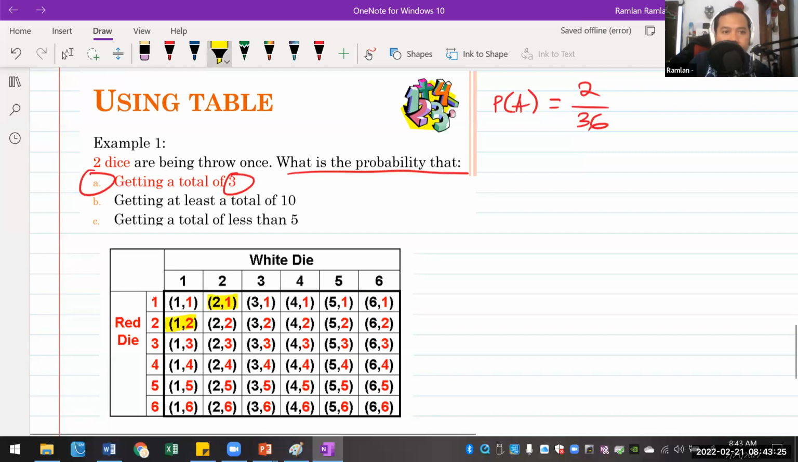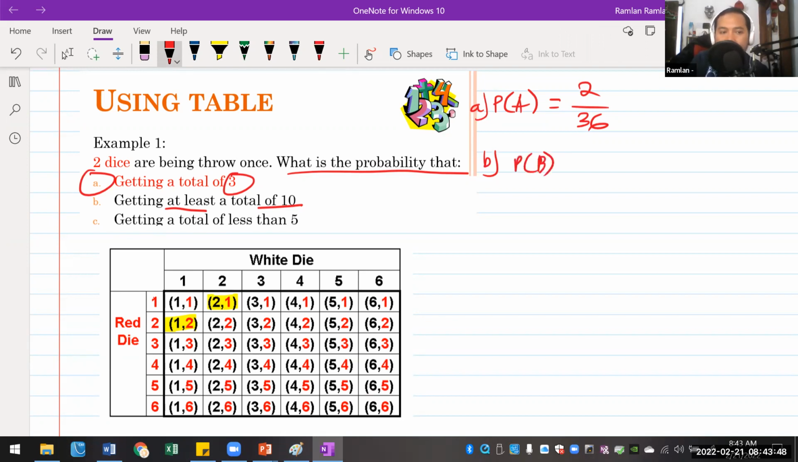Okay, let's get to question B. Getting at least a total of 10. A total of 10, at least. Again, be careful. At least means that you can get 10 and more: 10, 11, 12, 13, 14, and so on, right? At least means that the minimum is 10, but you can still get 10, right? So the probability of getting B.